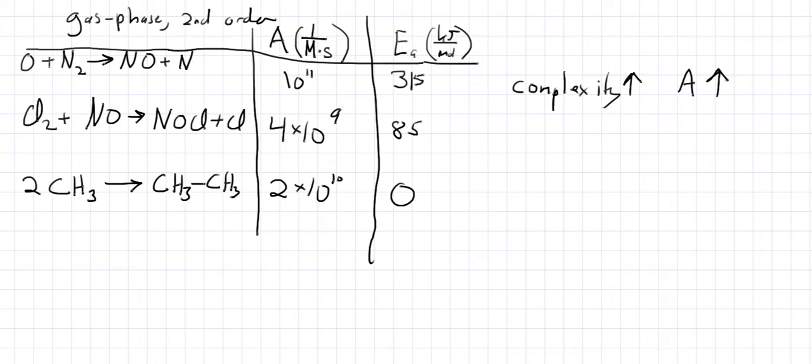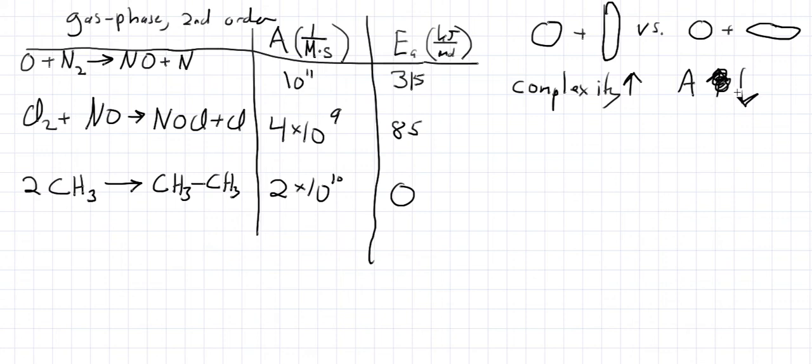So if we think about this, we might have an oxygen atom as a sphere, and then we've got the nitrogen molecule as a sort of oblong, and we're looking at the two different modes of attack. Of course, only one of those is going to be oriented correctly, but at least we don't have to worry about the orientation of the oxygen itself. So the bigger the complexity, the harder it is to get oriented correctly, and so A goes down. And that's what we see with these. These have a lower A.